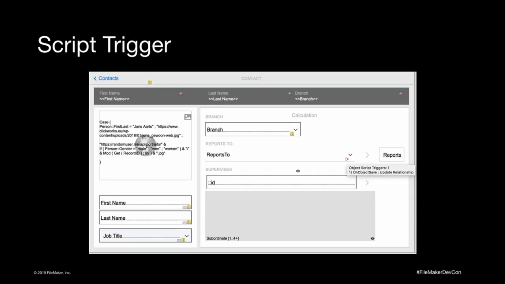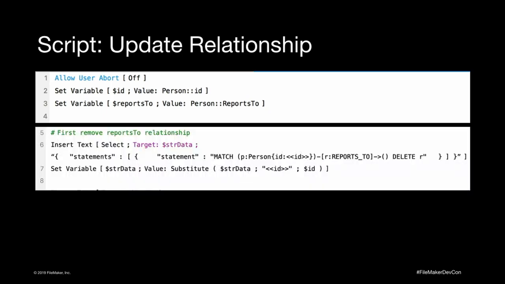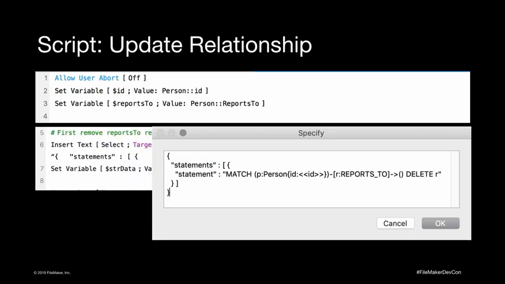Now, what I did do was I attached a script trigger to the reports to field. So if I make a change there, it is captured and it is sent over to Neo4j. And how that happens is basically simple. I grab the primary key and foreign key, ID and reports to, and I build a Cypher statement. And I'm going to use two of them. One, to delete the relationships, if there's any already existing between these two. And then a second one to create.